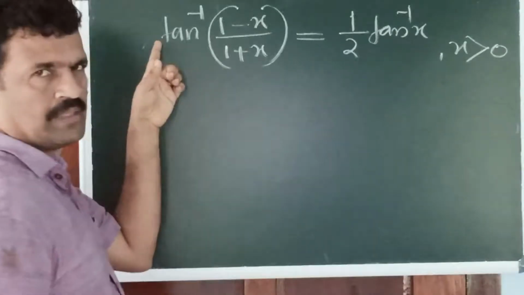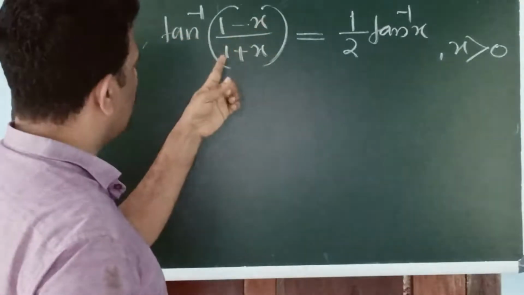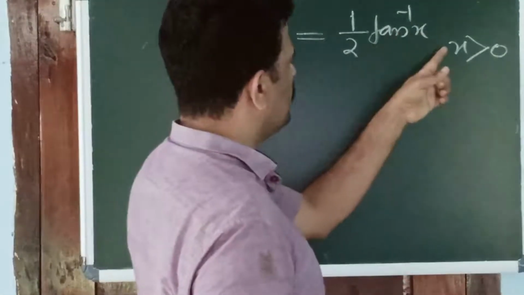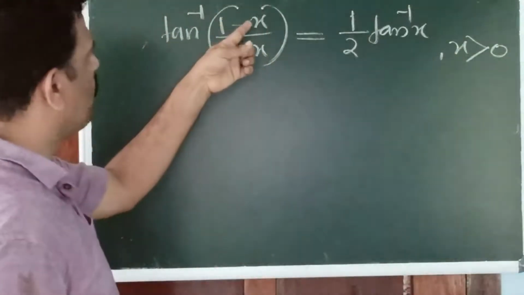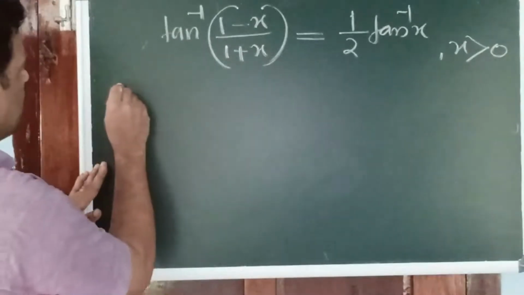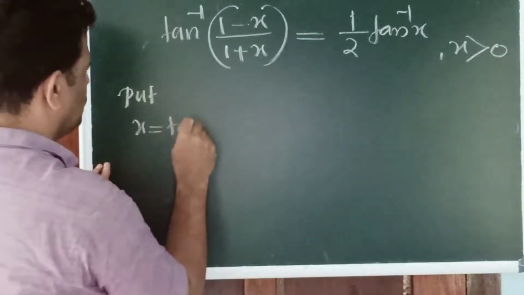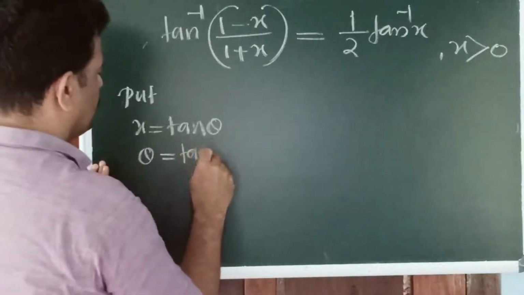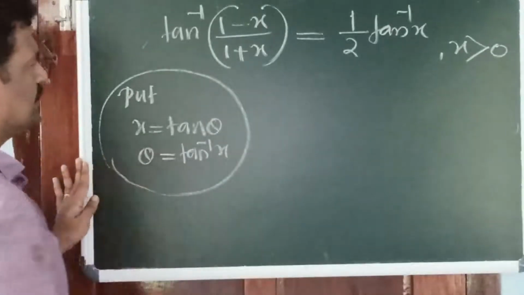Here is another question. We have to solve tan inverse of 1 minus x divided by 1 plus x equal to 1 by 2 into tan inverse x, where x is greater than 0. That means we have to find the value of x. This equation is given. Here I am putting x equal to tan theta. Therefore, theta is equal to tan inverse x.